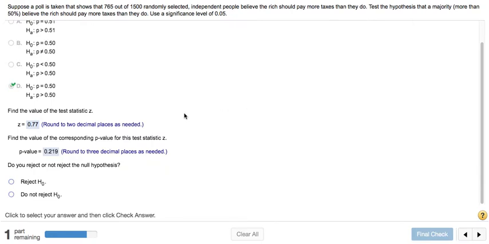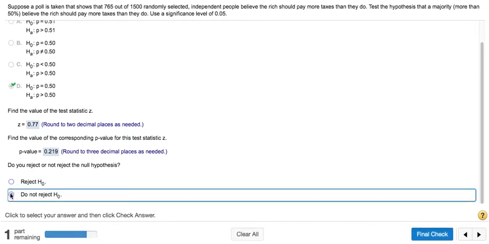All right, and with this information that we have now, these values, should we reject the null hypothesis? That means this is strong enough evidence to indicate that, yeah, a majority of people do believe that the rich should pay more. Or is this evidence not strong enough that we fail to reject it? We can't reject it. And I'm going to go with do not reject.